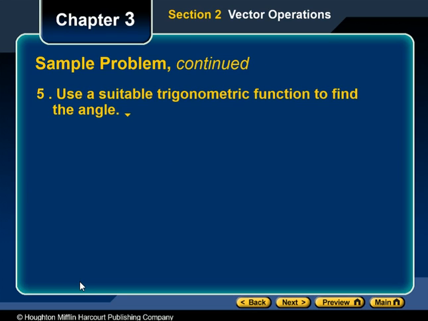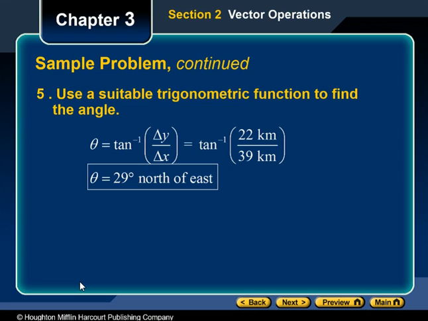Lastly, we can use a suitable trigonometric function to find the angle, and arctangent is a good way to do it. To solve for the angle, we take the arctangent, and based on the diagram we've drawn, it's opposite over adjacent, so the y component is opposite and the x component is adjacent. It's going to be delta y, which is 22 kilometers, over delta x, which is 39 kilometers. Making sure that you use the inverse tangent function, you should come up with 29 degrees north of east.